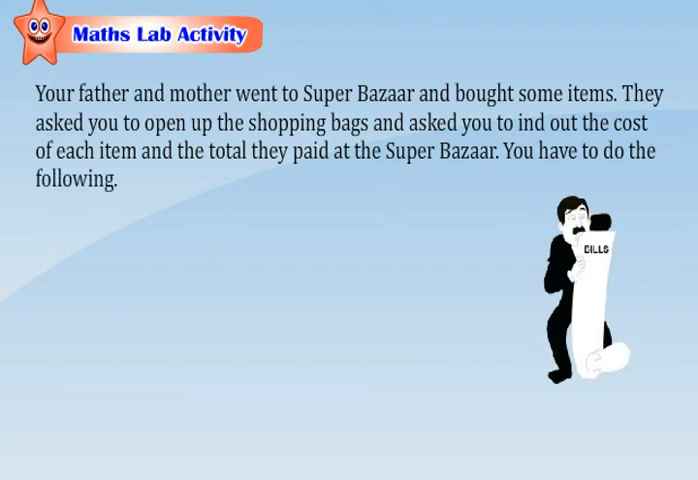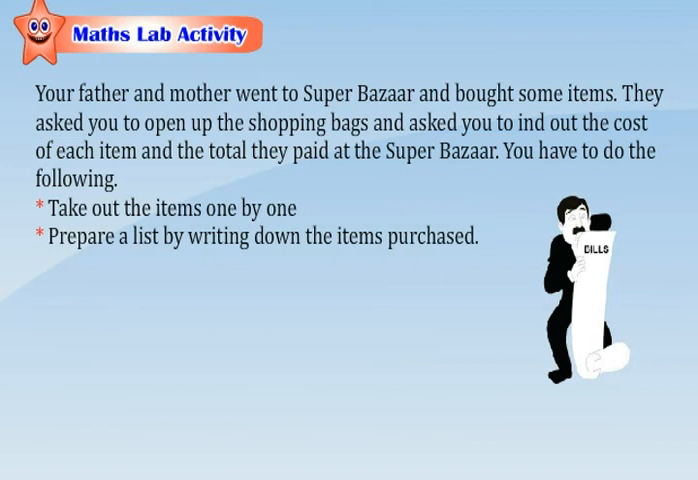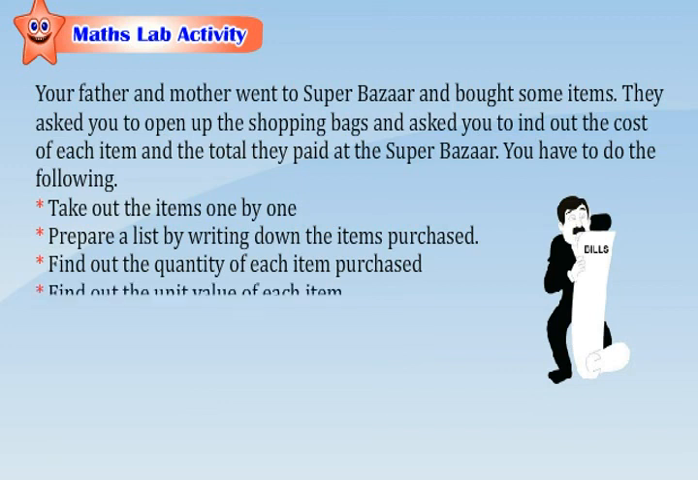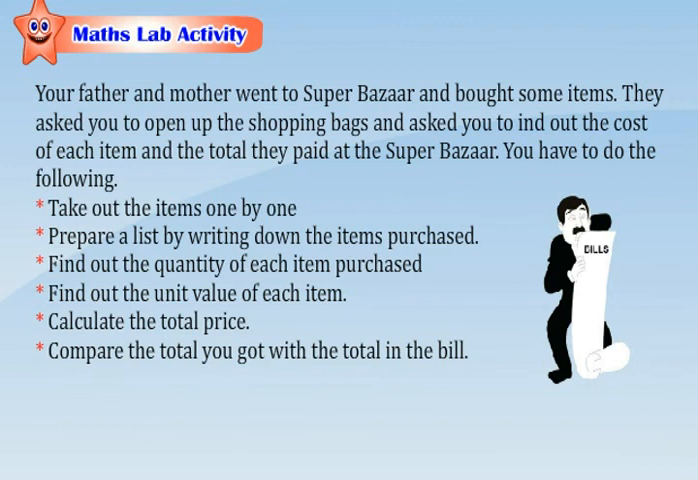Do the following. Take out the items one by one. Prepare a list by writing down the items purchased. Find out the quantity of each item purchased. Find out the unit value of each item. Calculate the total price. Compare the total you got with the total in the bill. This will help you to read and prepare bills.